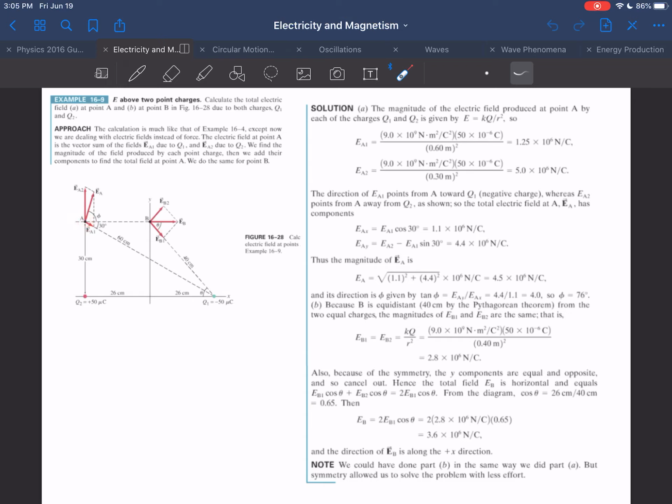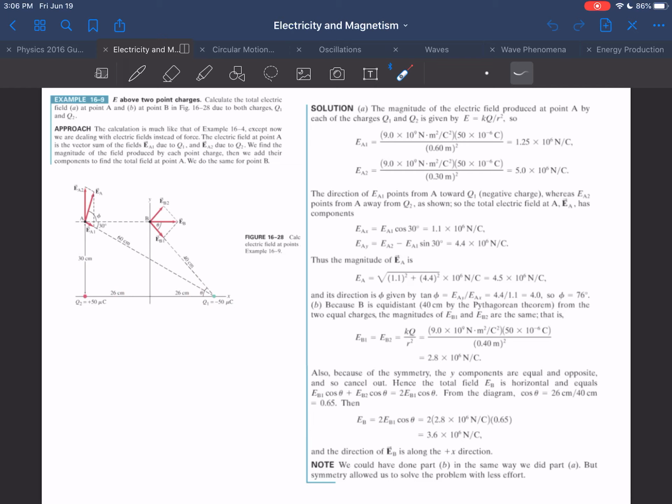Now, the electric field at B is in some ways a little easier. Why? Because, as discussed in the previous video, directly along the line connecting the positive and the negative charges, you get some nice symmetry. The electric field from the positive charge is up and to the right, and the electric field from the negative charge is down and to the right, but they have the same magnitude because they're the same distance away from point B, and they are the same magnitude of charge to begin with.